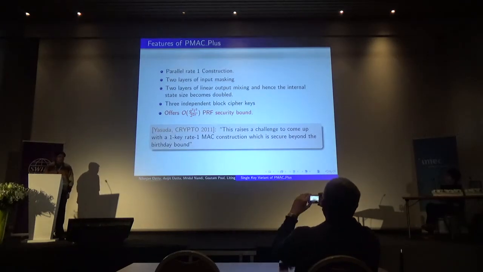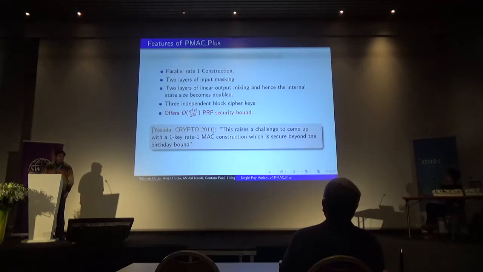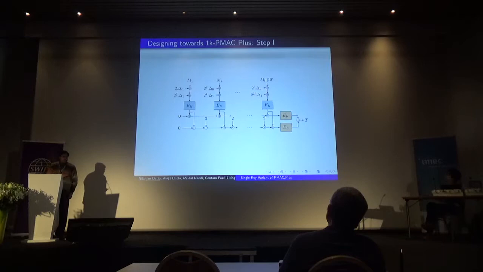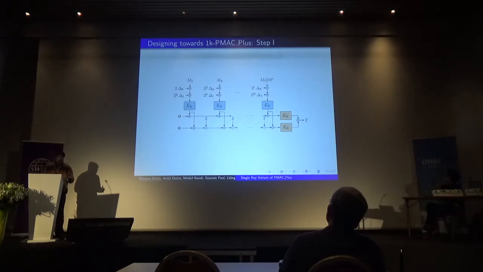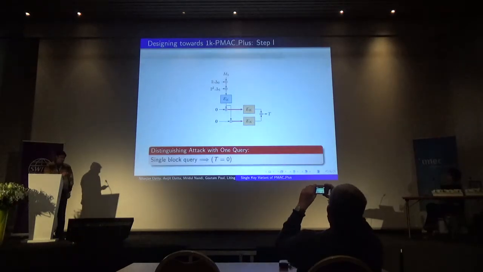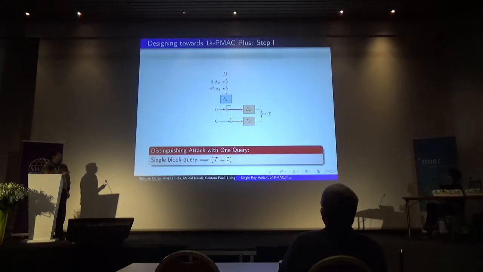In the same paper, Yasuda raises the question of whether it is possible to come up with a single key rate 1 MAC construction which is beyond birthday secure. We take this challenge and try to see how we can achieve a single key beyond birthday PRF. We just replace the block ciphers with the same key, using the same construction. Is this secure? No, this is insecure, because if you make just a single block query, these outputs are the same. So the tag is 0 with probability 1. A single block query gives a distinguishing attack.